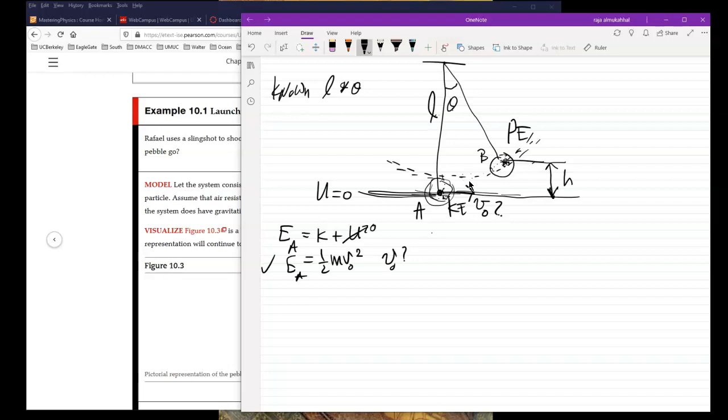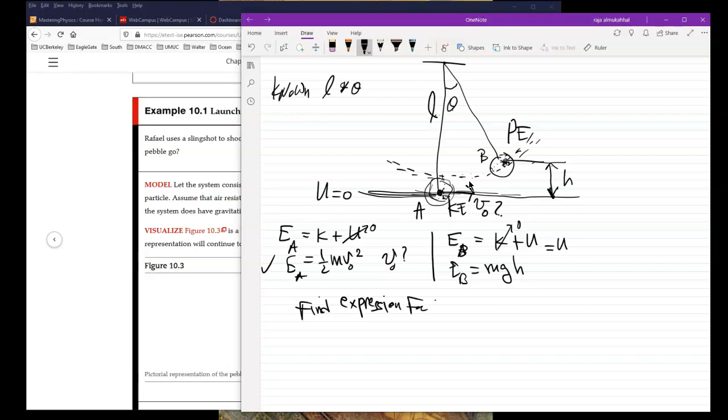Fine. Now, let's go to position B. At position B, there is no velocity. The pendulum stopped moving. So the total energy at B is equal to k plus u, but k is 0, correct? So it's all u, and EB is equal to mgh. h is this height. But what is this height? I don't know. I need to find an expression for the height.